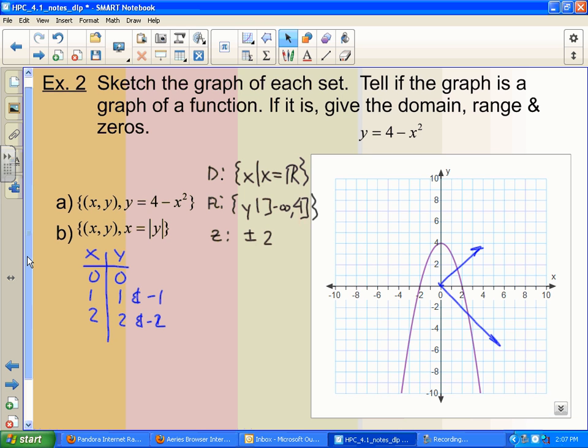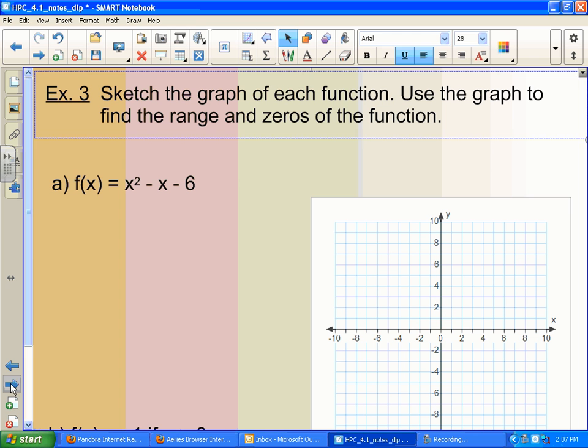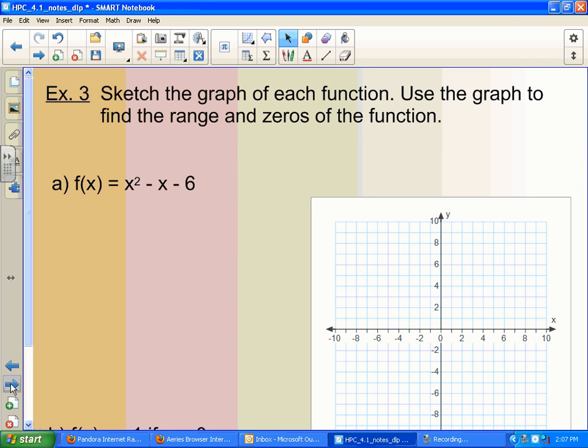Questions on sketching some of these graphs, describing domain and ranges for functions? Is this good, to see a little practice on graphing?